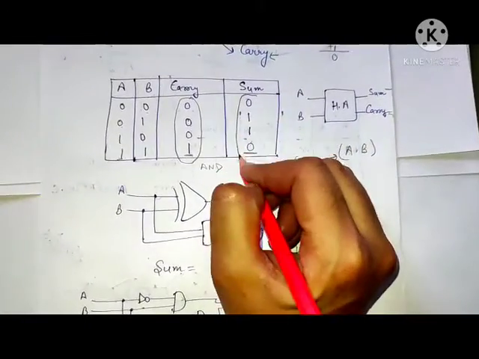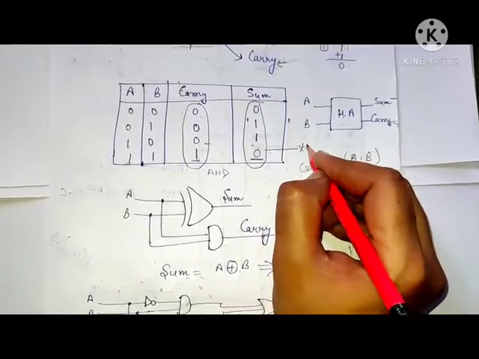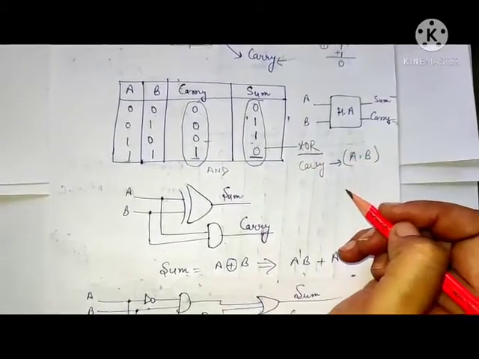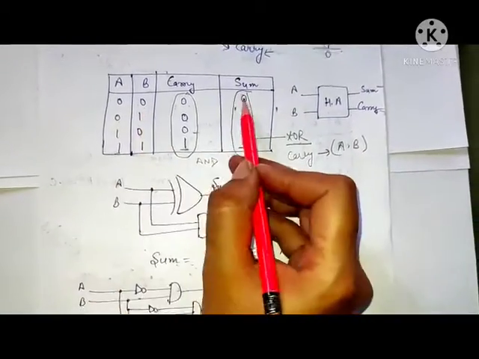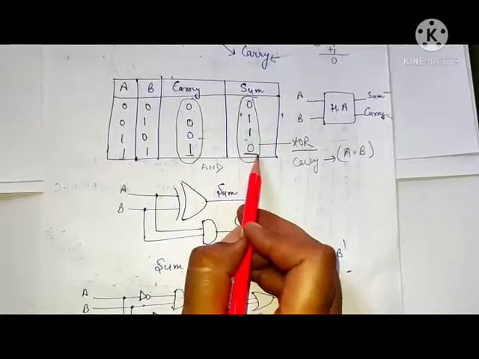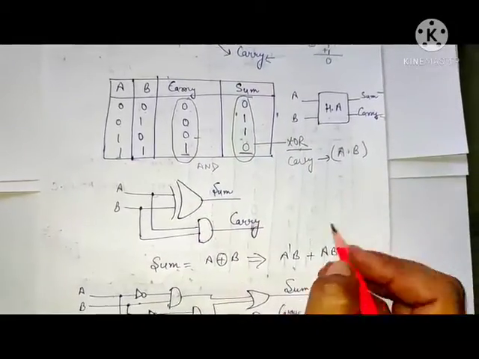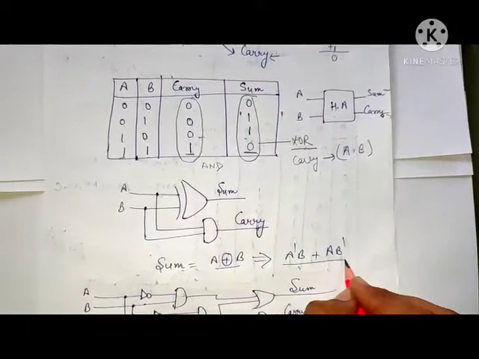So look at this output. This is same as XOR. In the case of XOR, if the number of ones is even, the output is 0. Here also 0, otherwise 1. So this is the truth table for XOR. So we can say sum is A XOR B, or write it like this.